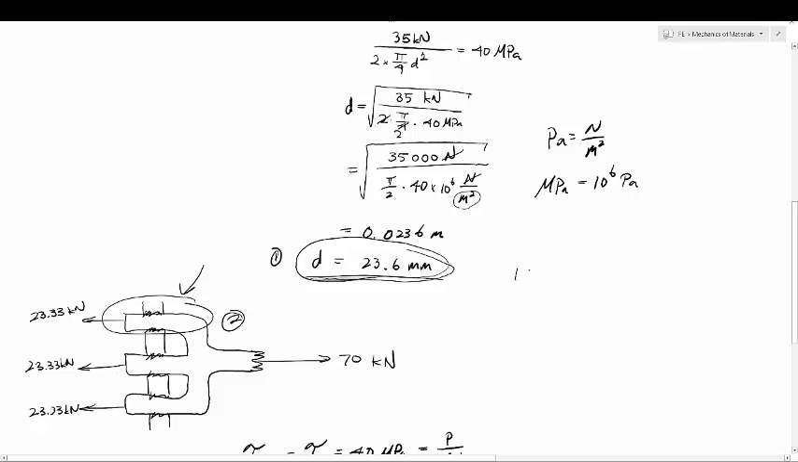Well, 19.27 is less than 23.6, so it's not big enough to handle the shear stress. So we can't use this. The minimum that we can use is going to be this 23.6 millimeter diameter. So that is what we call the limiting factor, and our minimum diameter will be 23.6 millimeters for the bolt.